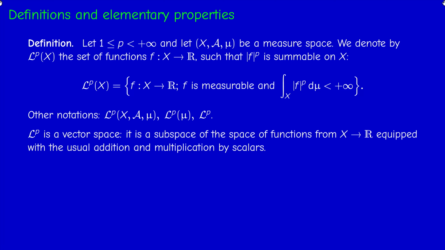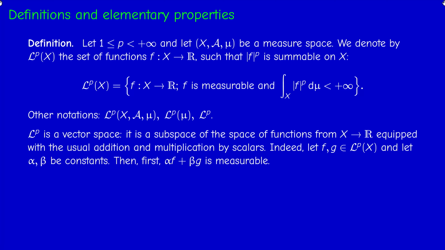Now, it should be clear that LP is a vector space because it's a subspace of the space of all real valued functions on X, equipped with the usual addition and multiplication by scalars. Why is this true? Because if f and g are in LP and alpha and beta are constants, then the linear combination alpha f plus beta g is of course measurable, as you know from measure theory. And it's easy to prove this inequality: alpha f plus beta g to the power p is less than 2 to the p times alpha to the p f to the p plus beta to the p g to the p.